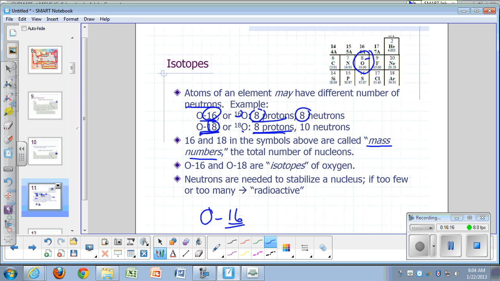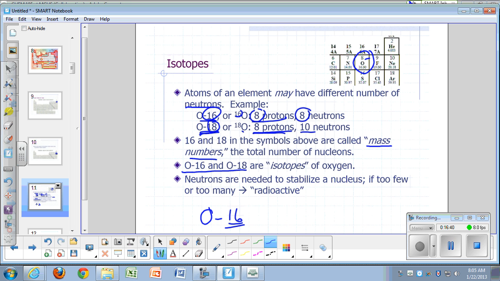Okay? So oxygen 18 has 10 neutrons. So we say oxygen 16 and oxygen 18 are what we call isotopes of oxygen. As far as chemistry is concerned, pretty much they behave the same way. They're atoms of the same element. They're not exactly identical, but we say they're the same kind of atom. They're all oxygen atoms. They're isotopes of oxygen.